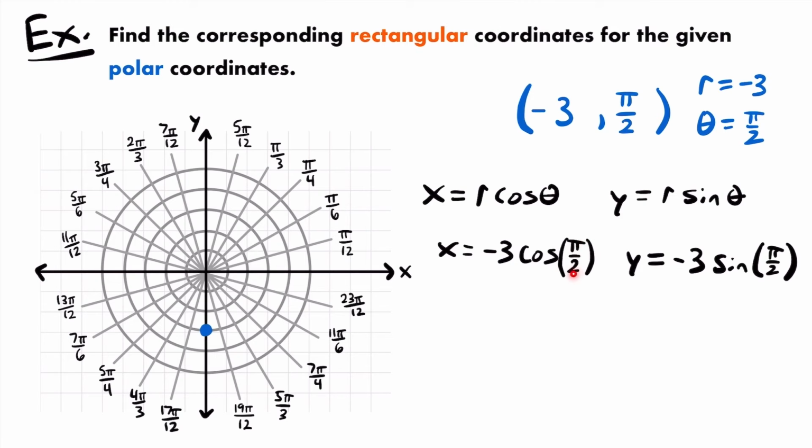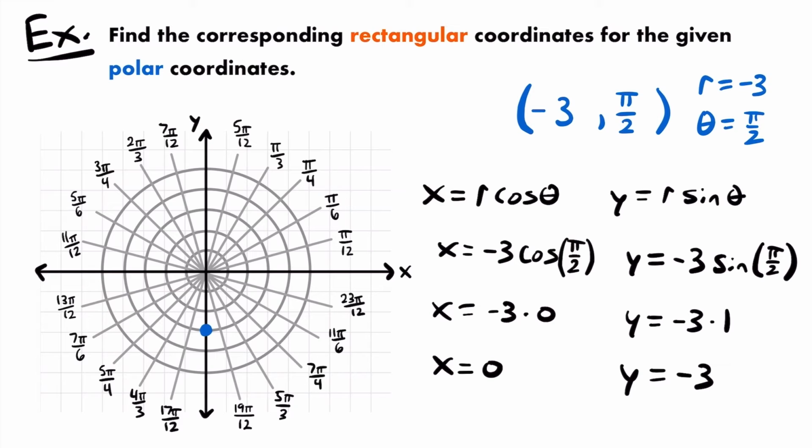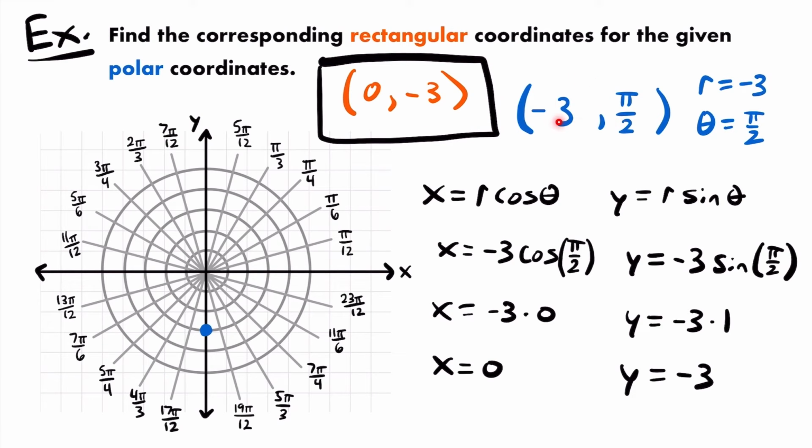Okay, now cosine of pi divided by 2, that's equal to 0. So we're going to have -3 times 0, right? X will be equal to -3 times 0, but that's just going to be equal to 0. So in this case, x is equal to 0. Now for y, sine of pi divided by 2 is equal to 1. So y is equal to -3 times 1, which means that y is equal to -3. So our rectangular coordinates are x equals 0 and y equals -3. So if we put them together, we'll have this pair of rectangular coordinates of 0, -3. These are the corresponding rectangular coordinates to these polar coordinates that we were given.